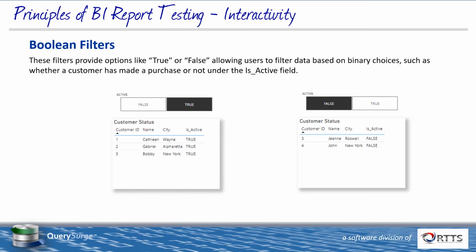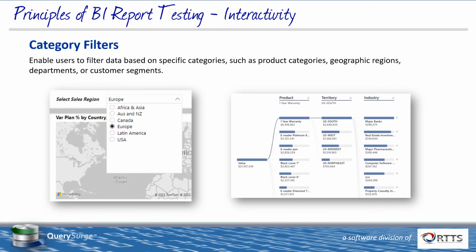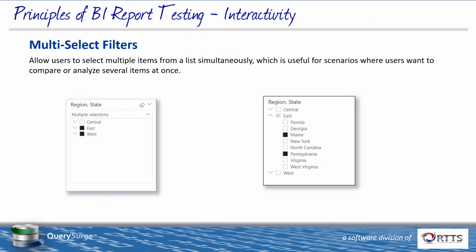Boolean filters provide options like true or false, allowing users to filter data based on binary choices, such as whether a customer has made a purchase or not under the isActive field. Category filters enable users to filter data based on specific categories, such as product categories, geographical regions, departments, or customer segments. Multi-select filters allow users to select multiple items from a list simultaneously, which is useful for scenarios where users want to compare or analyze several items at once.